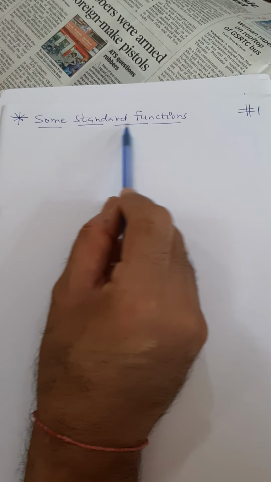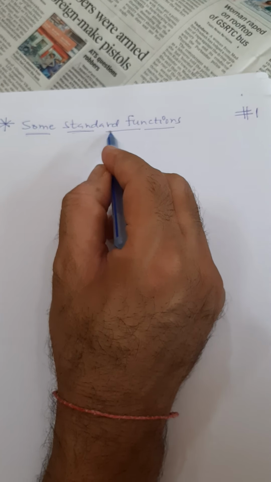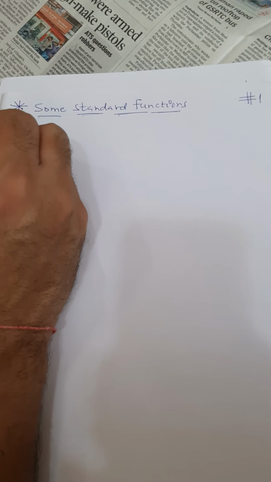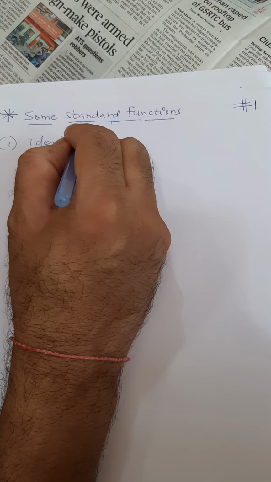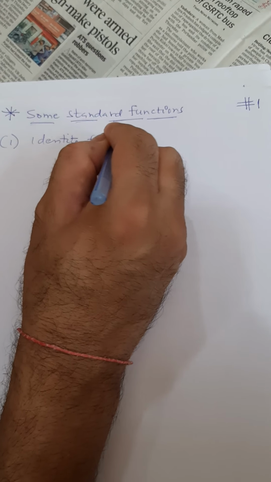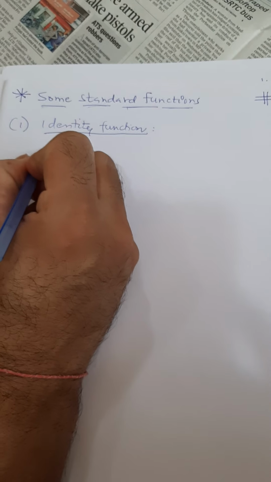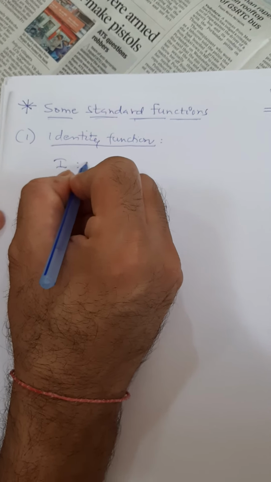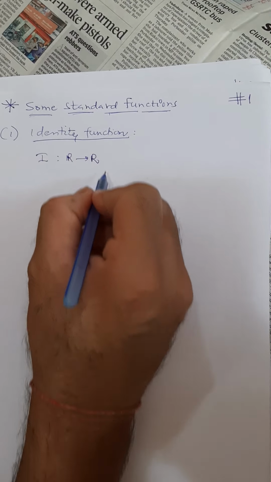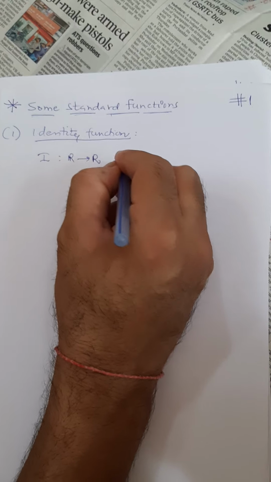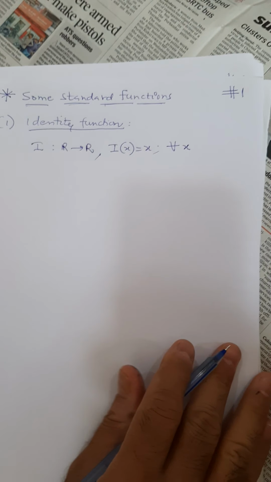We discuss now some standard functions which are very important as far as 12th standard is concerned. So the first function is called the identity function. It is usually denoted by capital I, a function from R to R. Here the definition is: the image of x will be that element itself for every x.